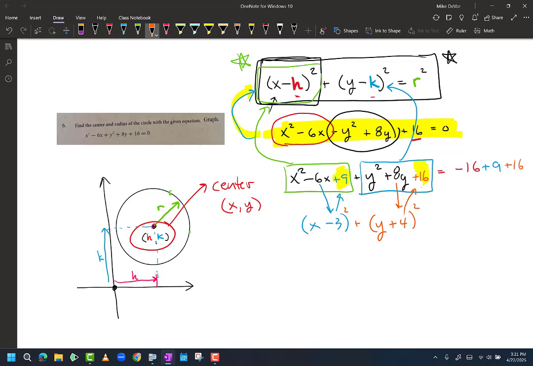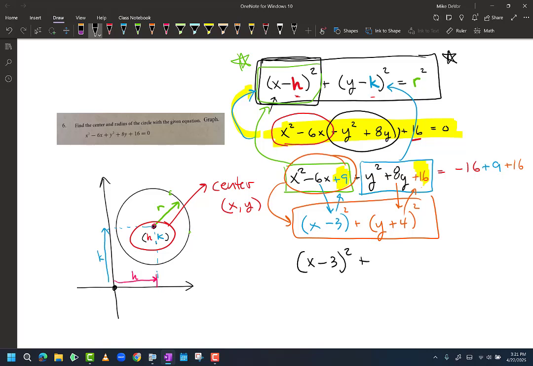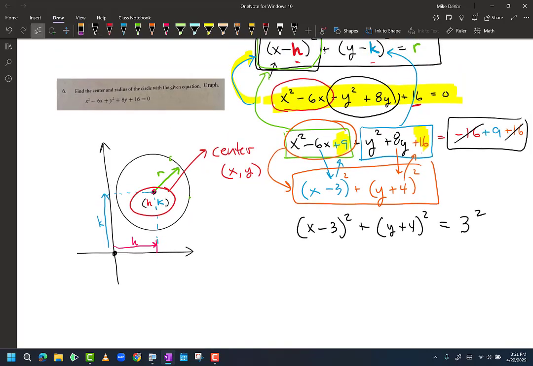So what that does for me is, well, let me check the time here. Okay, it tells me this is the graphing form. In other words, I can take this and replace it with this. So here's what I have: x minus 3 squared plus y plus 4 squared equals. And now when I combine all this, the 16s cancel each other out, and I have 9. And 9 is 3 squared.